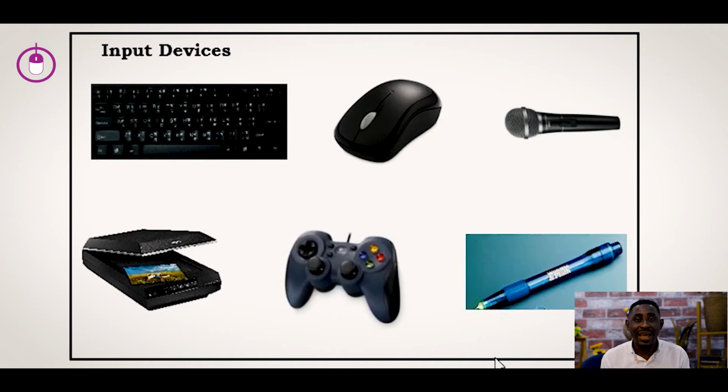Laptops and computers have their inbuilt microphone. So as I am speaking, my voice is going into the computer system directly through the inbuilt microphone of my laptop. This is a scanner. You can see on the scanner there's a picture here. If you place this picture in this scanner and then you press the scan button, this picture will be automatically sent into the computer. That makes the scanner an input device.